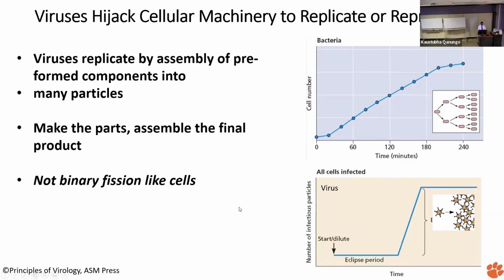What we are talking about is that we stopped at this slide: viruses hijack the cellular machinery to replicate and reproduce. And the difference is what we are seeing in the top panel on the right-hand side, which is a typical growth curve of a bacteria. Most of you have taken the requirement, which is Micro 3050, so you have studied this growth curve.